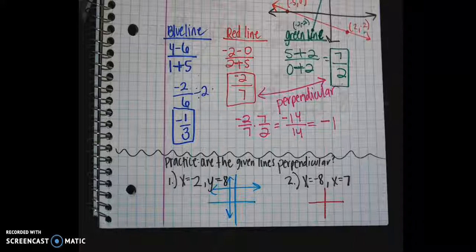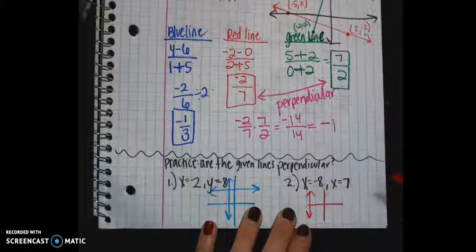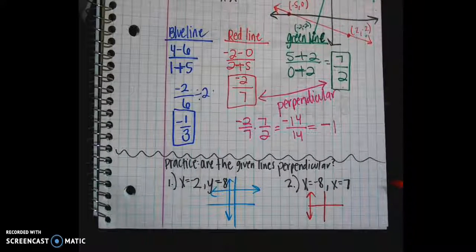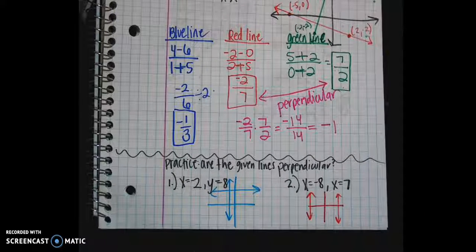So, what do you think about number 2? You think you got it right? Let's check it. So if it says x equals -8, that means that every single x is -8. So that's going to be over here in the negatives. Then our other one says x equals 7. So that means every single x is over here in the positives on 7. What kind of lines are those?